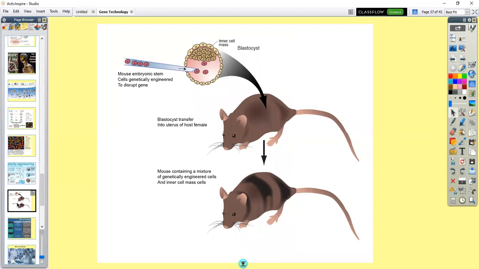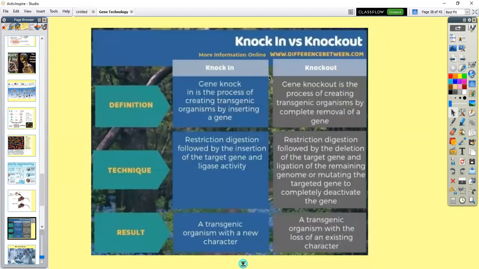Something that has been knocked in, it's switching on the piece of DNA or adding a piece of DNA. Something which is a knockout is then removing or making a piece of DNA inactive or inoperable, as they talk about, so switching it off. So you can switch on certain genes, but also switch them off. So here you can see a knock-in is inserting a gene or switching a gene on. Knockout is removing that gene, or you can switch it off.